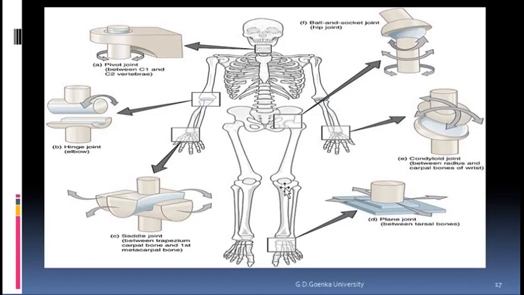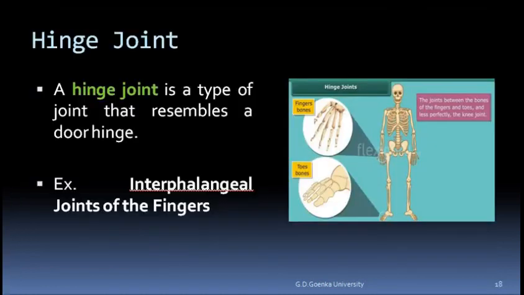Here you can see the different types of synovial joints which are present in the human body. The pivot joint, hinge joint, saddle joint, plane joint, condyloid joint and the ball and socket joint. We will explain each and every joint in detail now.